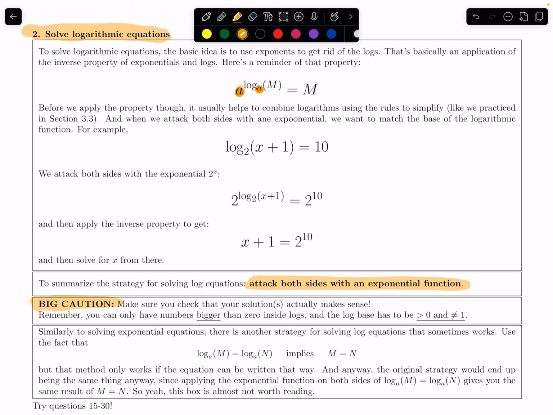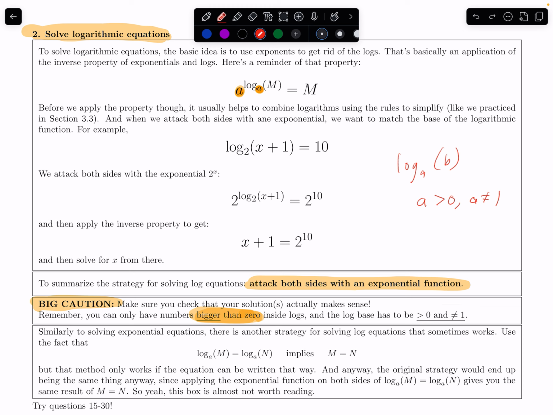Okay, big caution here though. Once you finish solving and get down to solving for x, make sure that your solution actually makes sense. Remember, you can only take logs of numbers that are bigger than 0. So 0 is not possible, and negative is also not possible. And you can remember back to the definition when we first introduced logs. We had log base a of b, or something like that, and we said a has to be bigger than 0 and a cannot be equal to 1.